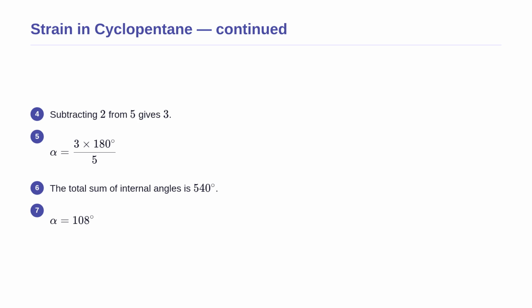Continuing with cyclopentane, we subtract 2 from 5, which gives us 3. We then multiply 3 by 180 degrees. This tells us that the total sum of the internal angles for a pentagon is always 540 degrees. This represents the combined degrees of all 5 corners of the molecule. We then distribute this total equally among the 5 carbon atoms by dividing by 5. This gives an internal angle of 108 degrees for each corner. Notice how much closer this number is to the ideal tetrahedral angle.